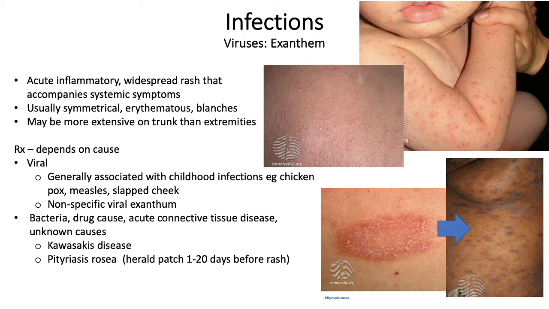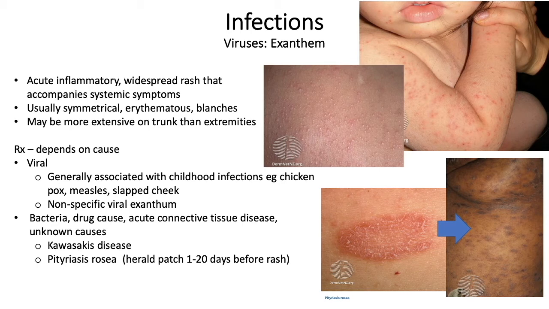With pityriasis rosea, there are a couple of images on the bottom right. The exanthem tends to be preceded by what's called a herald patch. You can see that on the left-hand image. And this is just an individual patch that's pink, scaly, and the scale tends to be around the edge of the lesion. It's about 2 to 5 centimetres in diameter, and it tends to appear between 1 and 20 days before the exanthem.